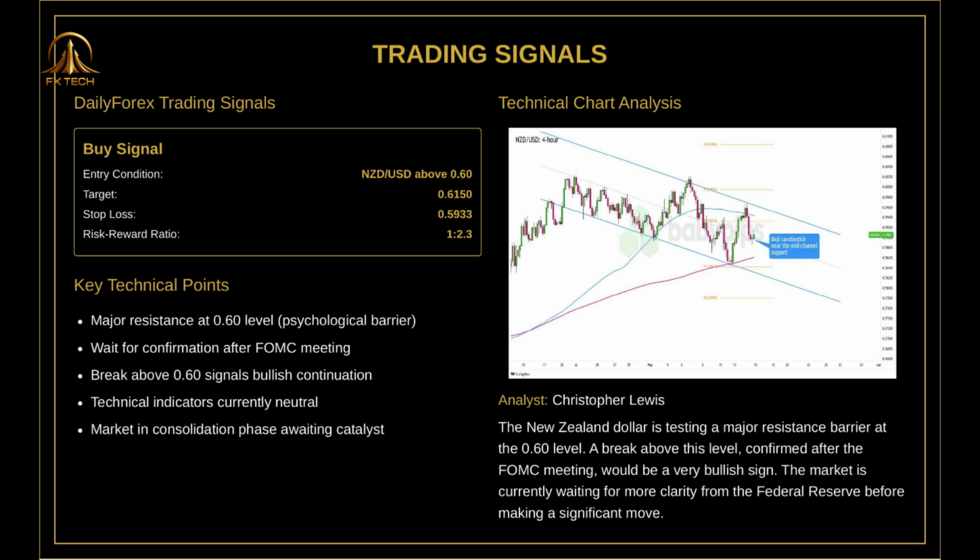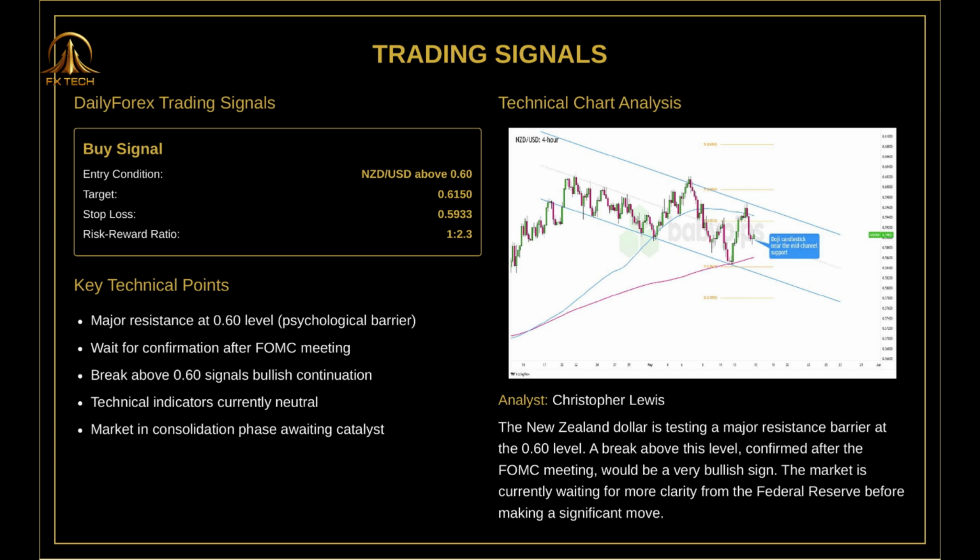Currently, technical indicators remain neutral, suggesting that the market is in a consolidation phase and awaiting a catalyst to break out of its current range. As shown in this technical chart, the pair has been testing resistance levels but hasn't yet shown the momentum needed for a decisive breakout. Patience is key here, as jumping into positions before clear confirmation could lead to false signals and potential losses.